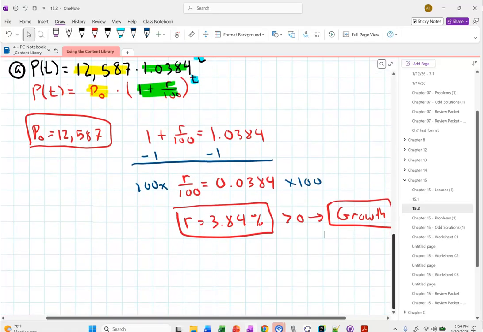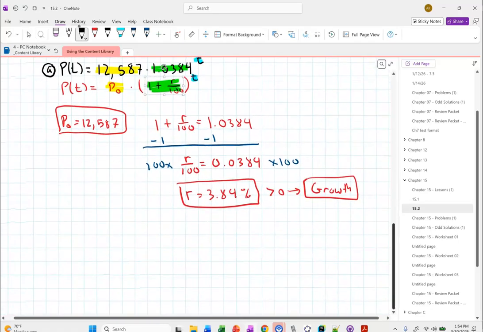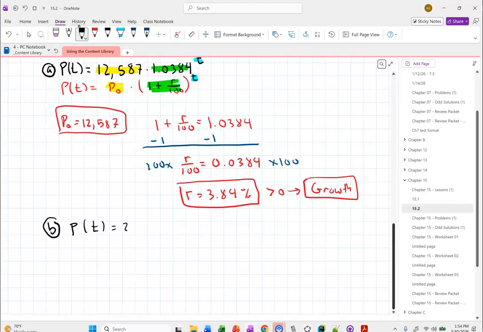Let's do another one of these, though, before we move forward, yeah? Oh, that was it? Okay. Yeah. Okay. Sounds good. So why don't we take a minute or two, see if you can come up with the values for P naught and R, and decide whether this is growth or decay.